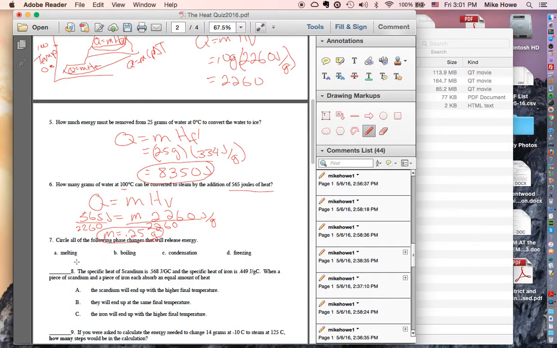Okay, down here I'm going to write down what the molecules are doing. If you're melting something, molecules have to start moving faster. As you're going from liquid to gas, molecules move faster. Condensing means going from gas back to liquid. So molecules move slower. Freezing means going from liquid to solid. So the molecules are going to slow down again.